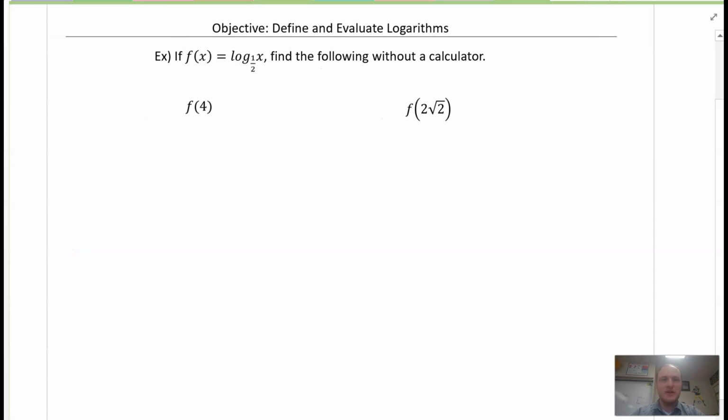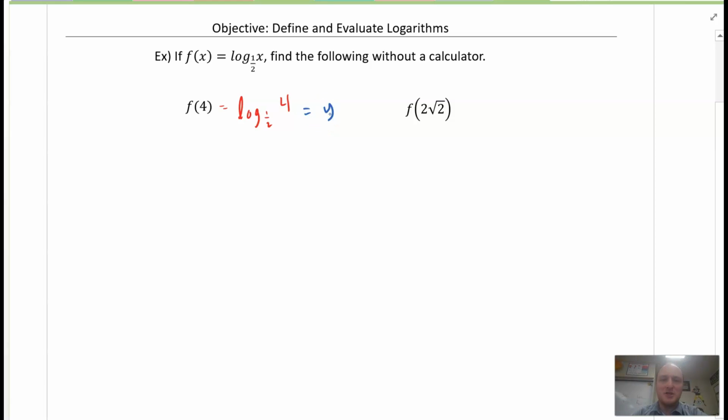The last type of problem that you'll see when asked to evaluate logarithms is sometimes in function form. So here they say, if f of x is equal to log base 1/2 of x, evaluate the following without a calculator. And what they give us is f of 4. So all you do is plug in your variable. I have log base 1/2 of x, and in my function, I'm going to plug in 4. So what's log base 1/2 of 4? I'll set this equal to a variable.